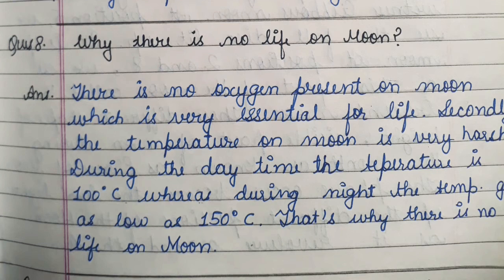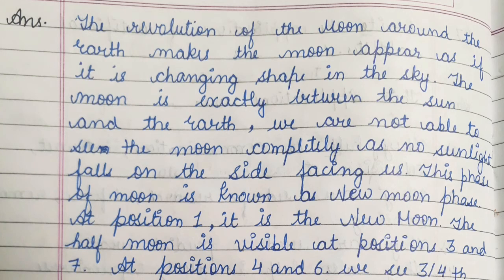Okay friends, next is our seventh question, in which we have to tell about the moon and also make the diagram. The answer will be that the revolution of the moon around the earth makes the moon appear as if it is changing shape in the sky, and the moon is exactly between the sun and the earth. So we are not able to see the moon completely, as no sunlight falls on the side facing us, and this phase of the moon is known as the new moon phase.